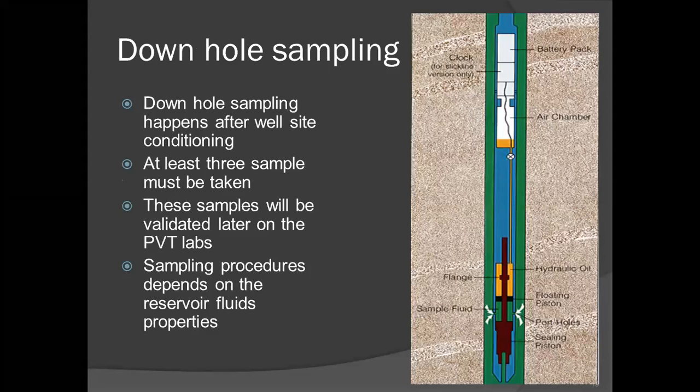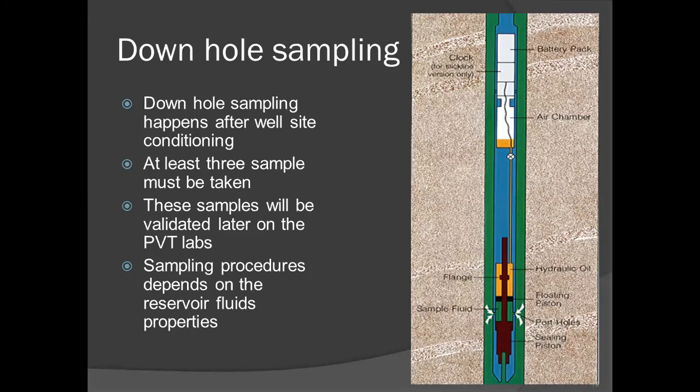Downhole sampling happens after well site conditioning. Conditioning is important because we want the reservoir fluid to have the same properties as it goes through the oil wellbore. At least 3 samples must be taken, around 10 to 20 liters of gas and 600 cubic centimeters for oil. These samples will be validated later on in the PVT labs.